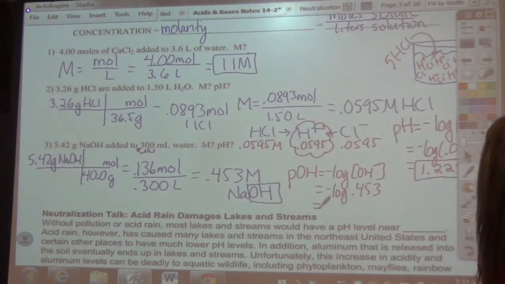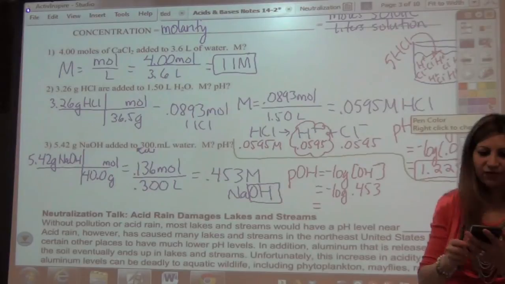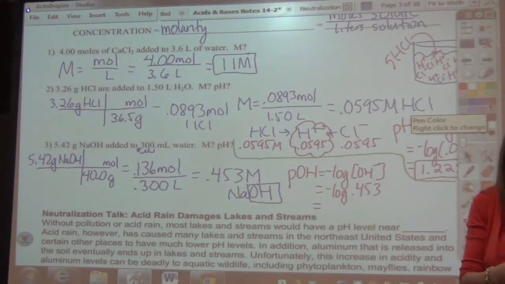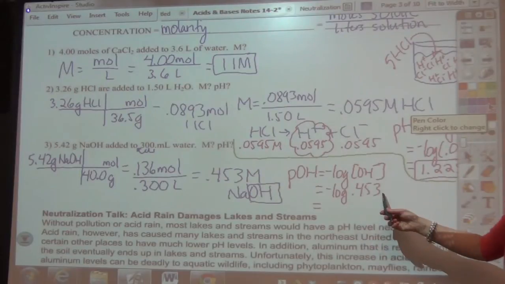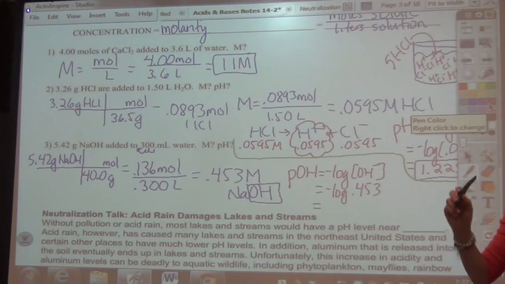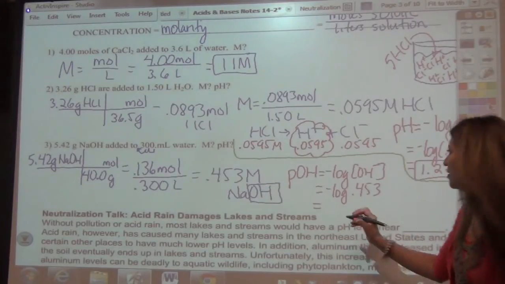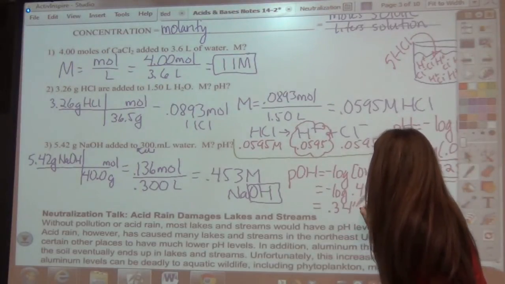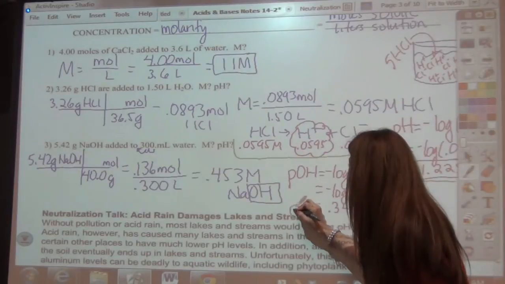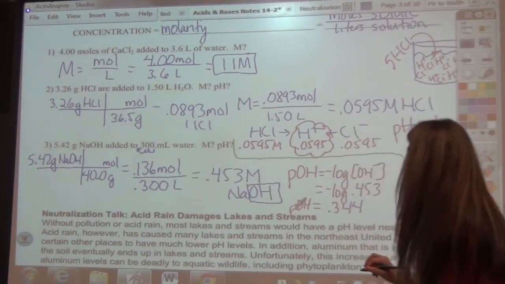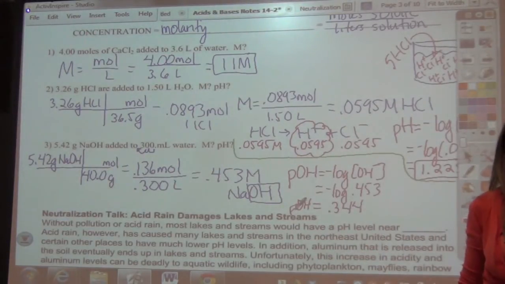So in this case, what do you get when you negative log 0.453? 0.344. Okay, and we want 3 sig figs still. So again, 3 sig figs after the decimal. So 0.344. And this is our POH. But I didn't want my POH. I wanted the pH. Nice.